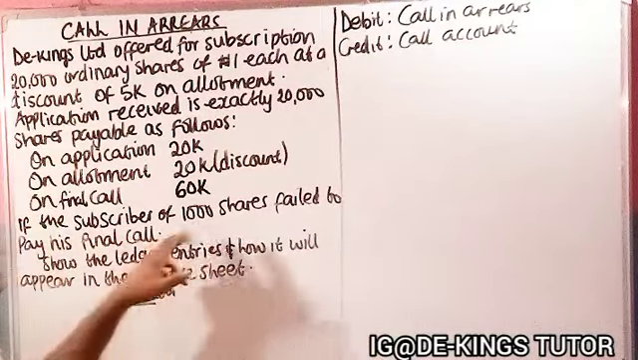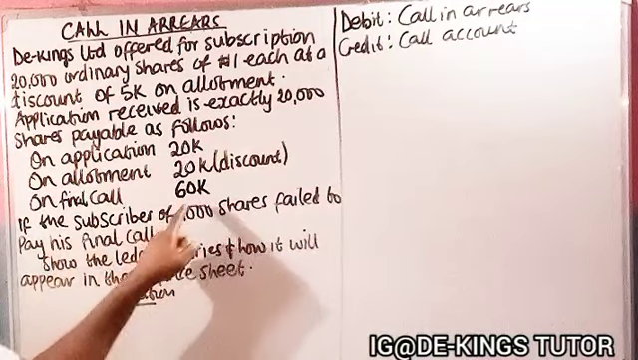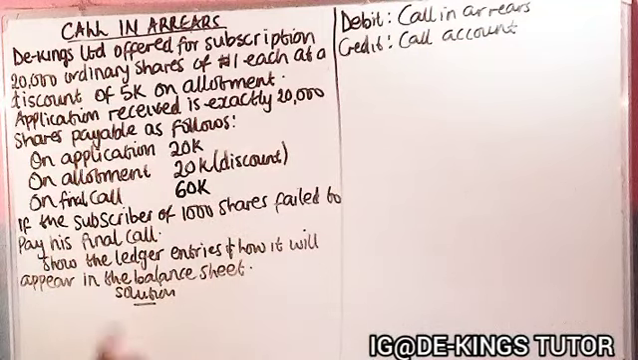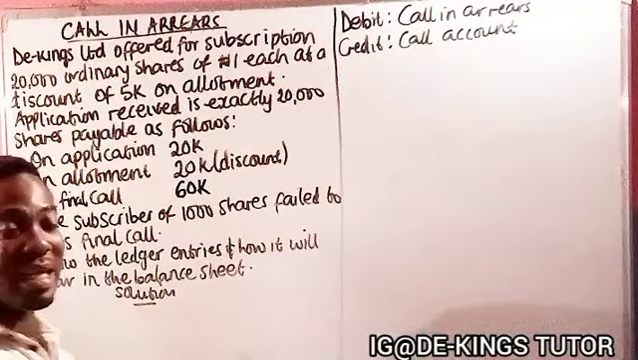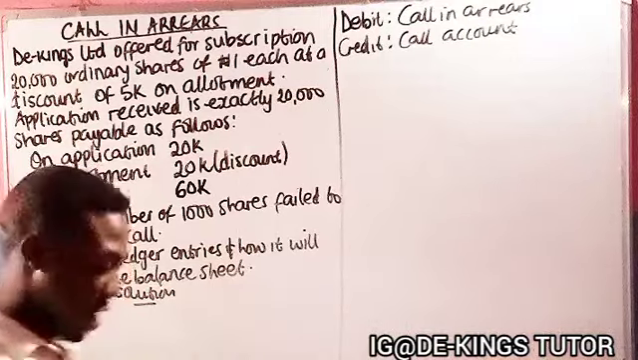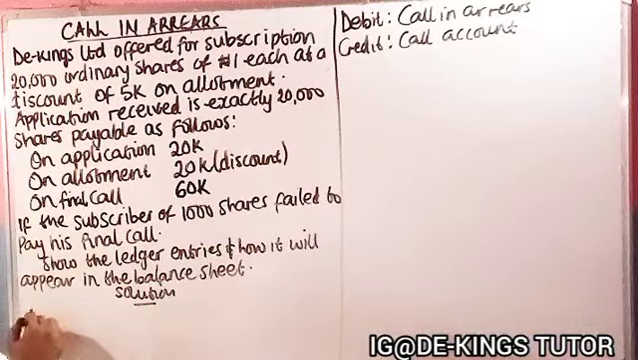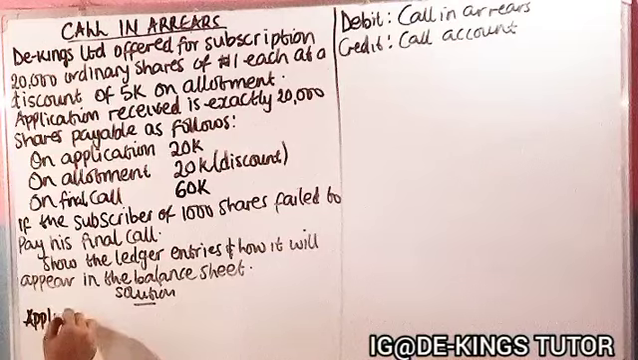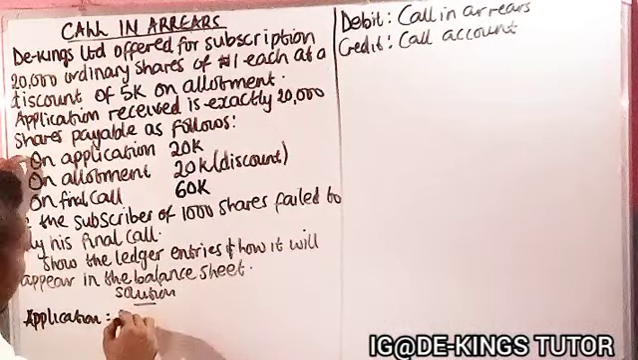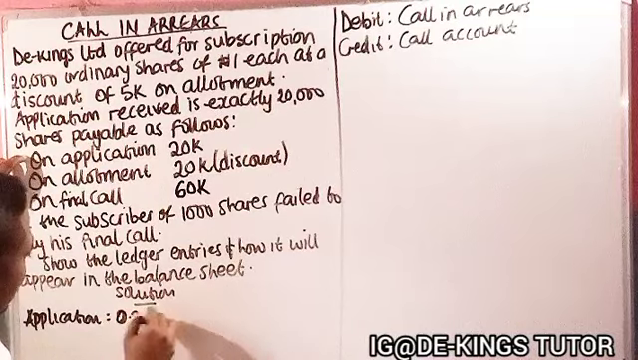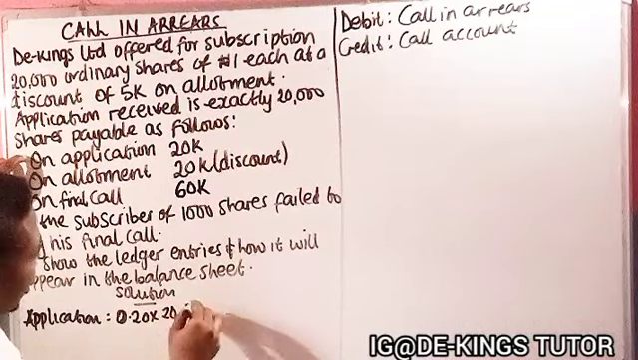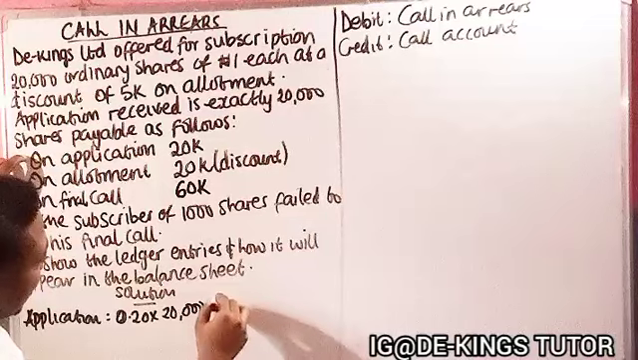As I'm saying, if the subscriber of 1,000 shares failed to pay his final call, we should show it in the balance sheet. That's a situation of a call in arrears. So if we start from application, it was paid in full, 20 kobo, that's 0.20 times 20,000 shares, which is 4,000 naira.